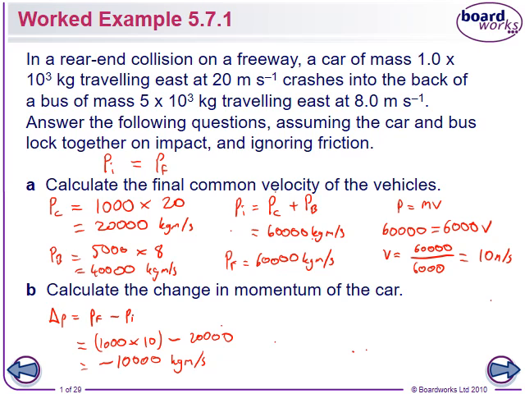What does negative momentum mean? Opposite direction to the way you were heading. So remember, momentum is a vector, it has a direction. So originally our car was heading east, so its change in momentum is going to be 10,000 kilogram meters per second west. Okay, it's lost momentum.